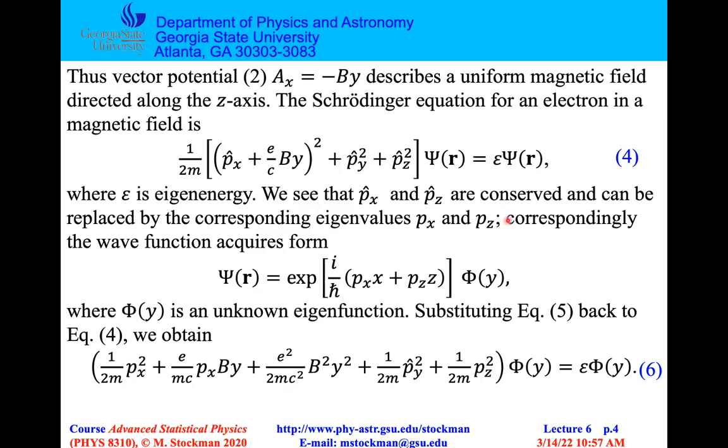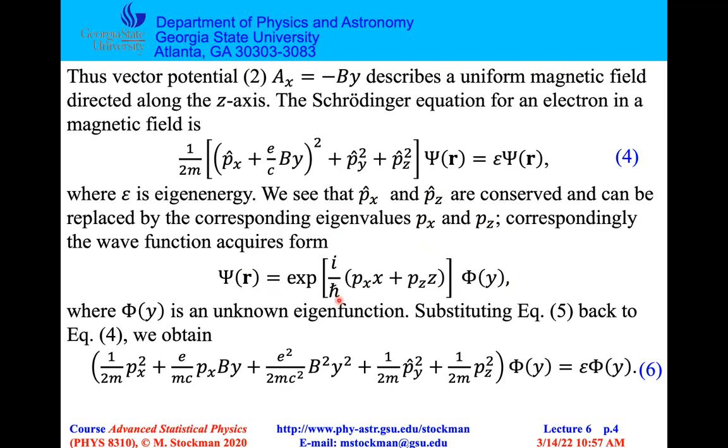Correspondingly, we can replace Px and Pz with their corresponding eigenvalues, Px and Pz without these hats. They're not operators anymore, those are C numbers, and the wave function acquires the form e to the i Px over h x plus Pz multiplied by z, multiplied by the unknown wave function psi of y. So this is the separation of variables.